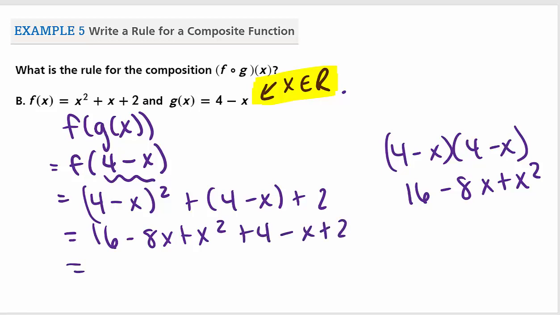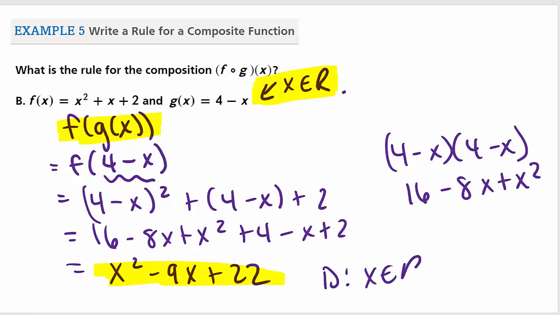And we can collect like terms. So our composite function is x squared minus 9x plus 22. And the domain for this quadratic is all real numbers. So that means that the domain of the inside is all real numbers, and the domain of the composite function is all real numbers. So therefore, the final solution has that exact same domain.